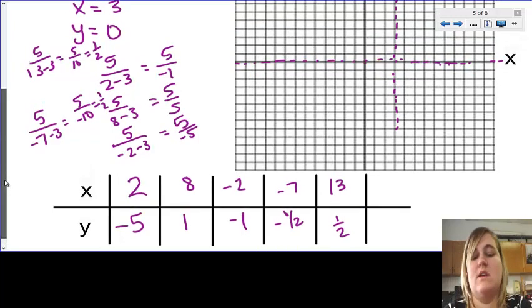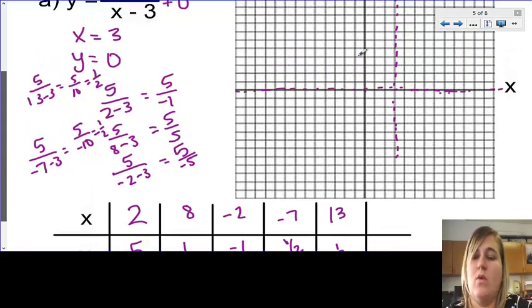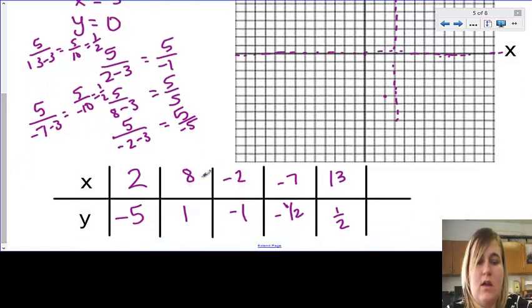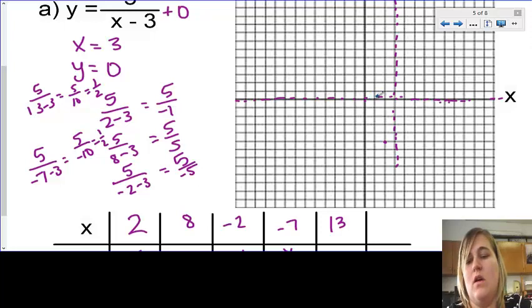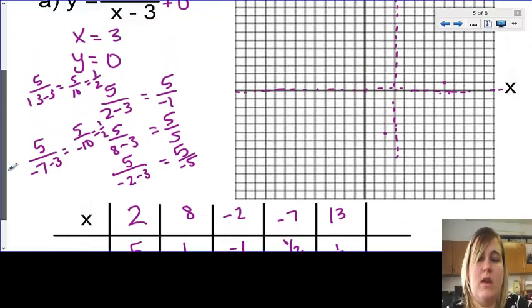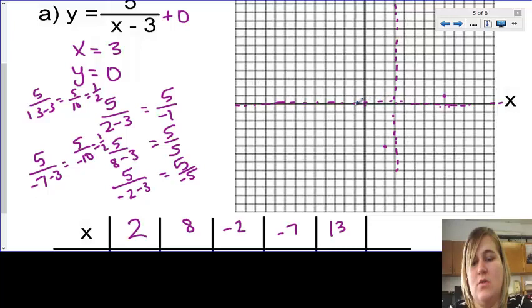So my first point is at 2, negative 5. So I'm going to go over 2, down 5, 1, 2, 3, 4, 5. Then my next one is at 8, 1. So I'm going to go over 8, 1, 2, 3, 4, 5, 6, 7, 8, up 1. My next one is at negative 2, negative 1. So if I go negative 2, 1, 2, negative 1.